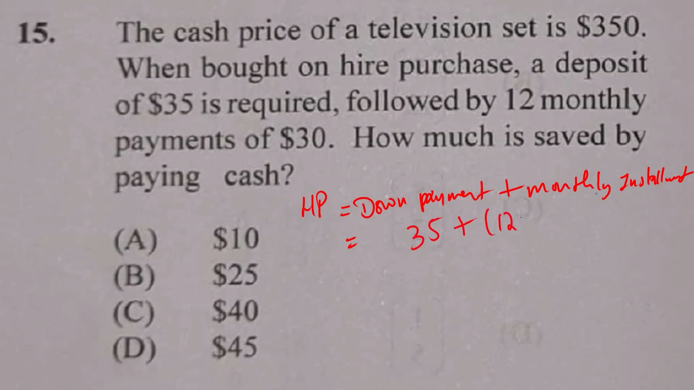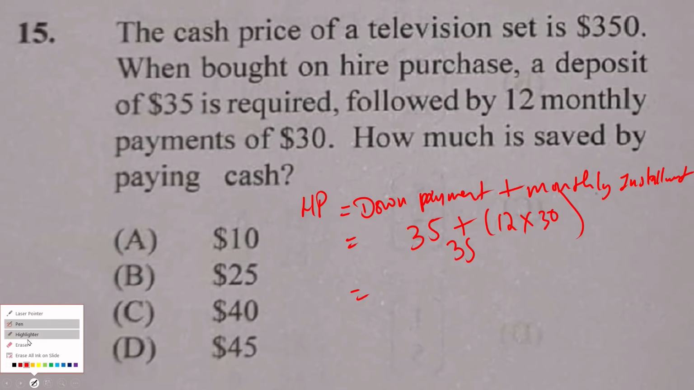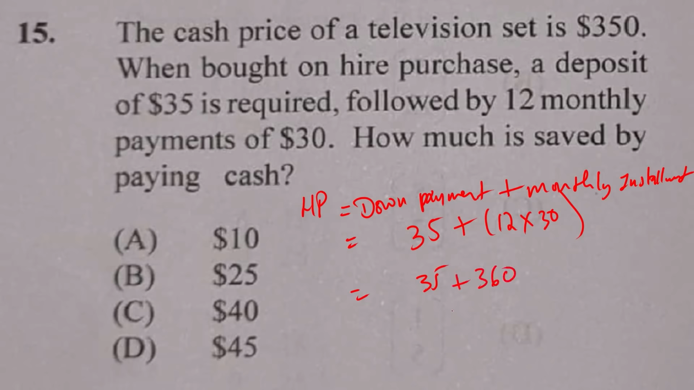12 times 30 gives us 360. So that's 35 plus 360, and that gives us 395. So that's the cost for it on hire purchase.